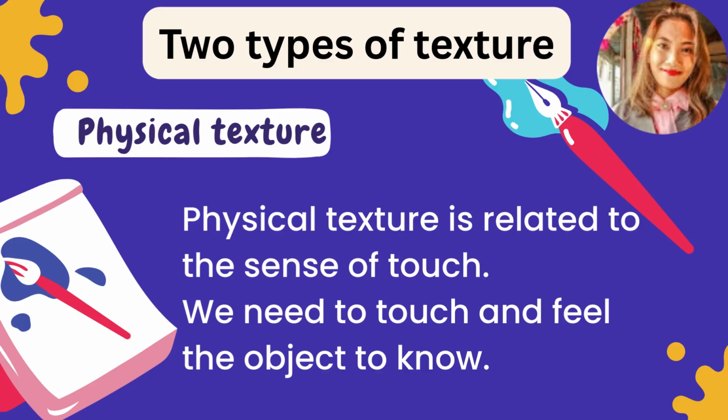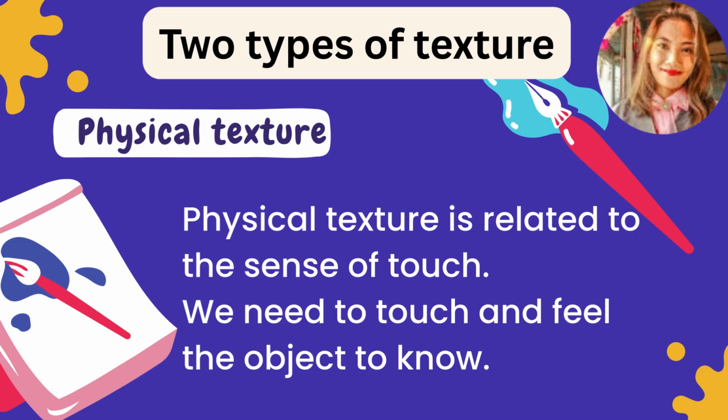So we have two types of texture. The first one is the physical texture. So now, what is physical texture, teacher Alex? When we say physical texture, it is related to the sense of touch. We need to touch and feel the object to know.